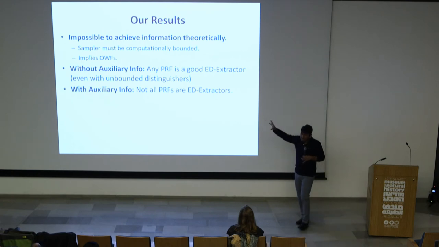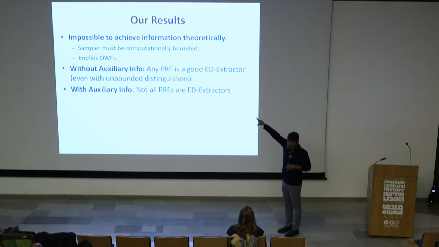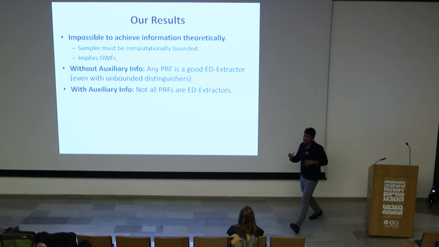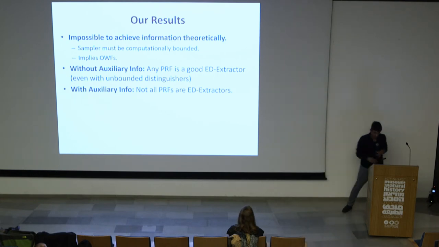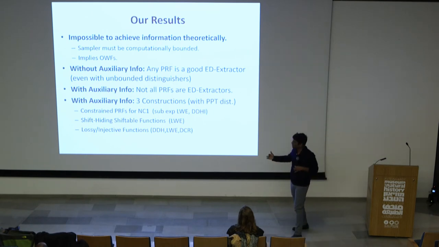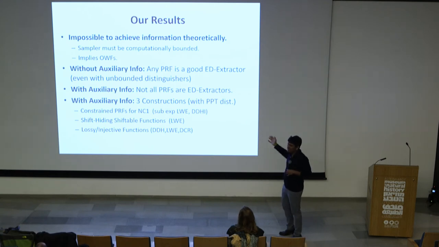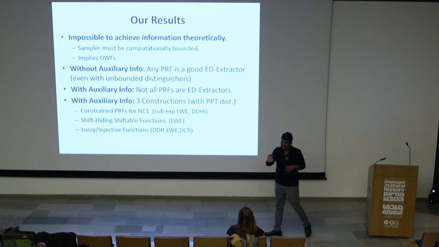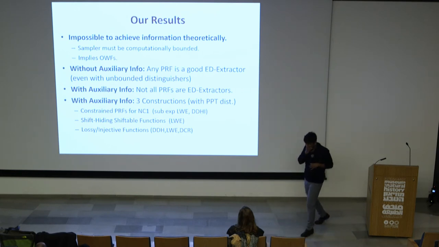So with auxiliary information, the first thing we can show is that we can't possibly prove a theorem as strong as we proved without auxiliary info. In the sense that we can show PRFs which are not good ED extractors. That's bad news. Bad news always comes with good news, which is we give three constructions of ED extractors with auxiliary information under all sorts of assumptions, LWE, DDH, and so on.